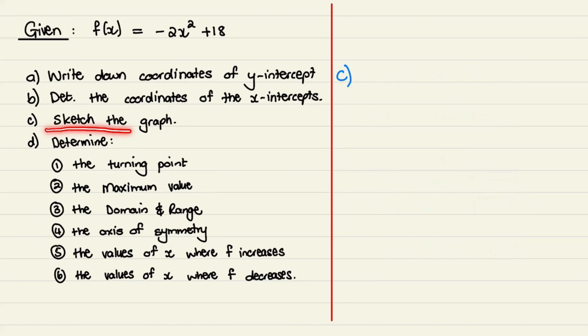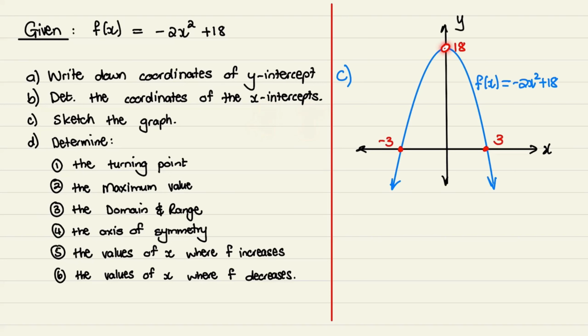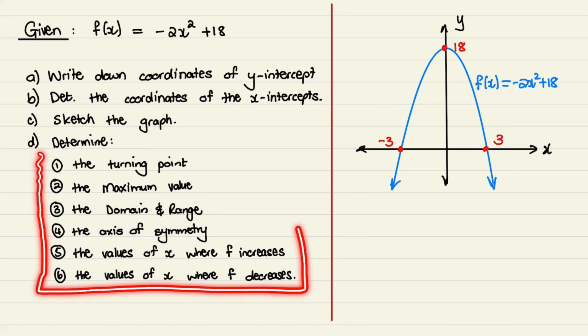In our third question, we have to sketch the graph. So we already have the y-intercept of plus 18 and two x-intercepts of negative 3 and 3. So what I can do is plot the y-intercept and the two x-intercepts on the x-axis and then connect those 3 points with a curve. Remember, when we draw, we end the graph with arrows, and we also name the graph by putting the equation next to it. So the next few questions we can answer directly from the graph which we have sketched.